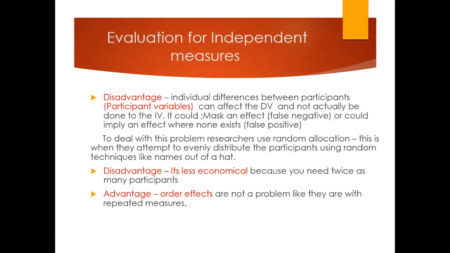To deal with this problem, researchers try and use what we call random allocation. This is when we attempt to evenly distribute the participants between the groups. So you might use something like pulling names out of a hat. Another disadvantage is it's less economical, because you need to use twice as many participants. However, an advantage is it gets around something called order effects. We'll learn about order effects when we look at repeated measures, and it also means that people don't end up guessing the purpose of your experiment.